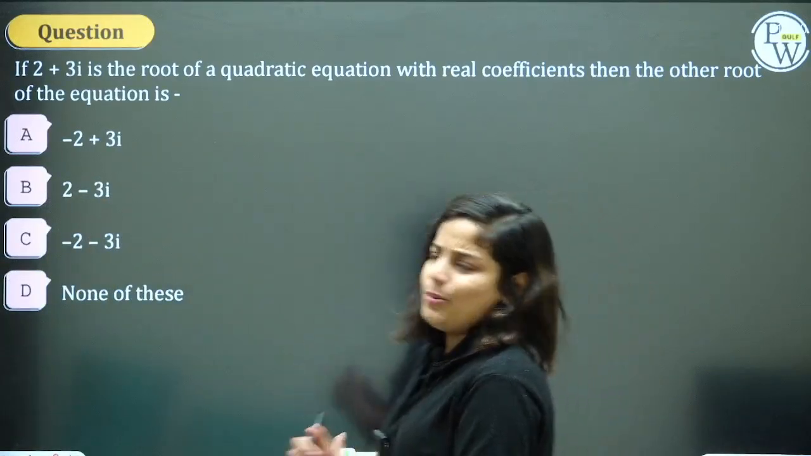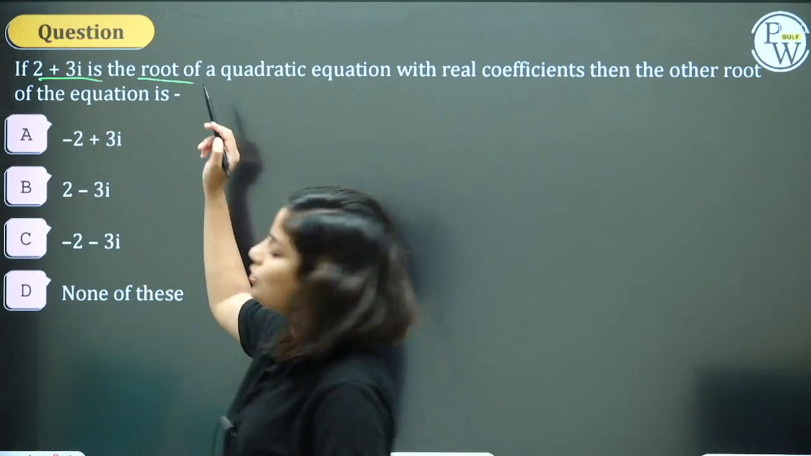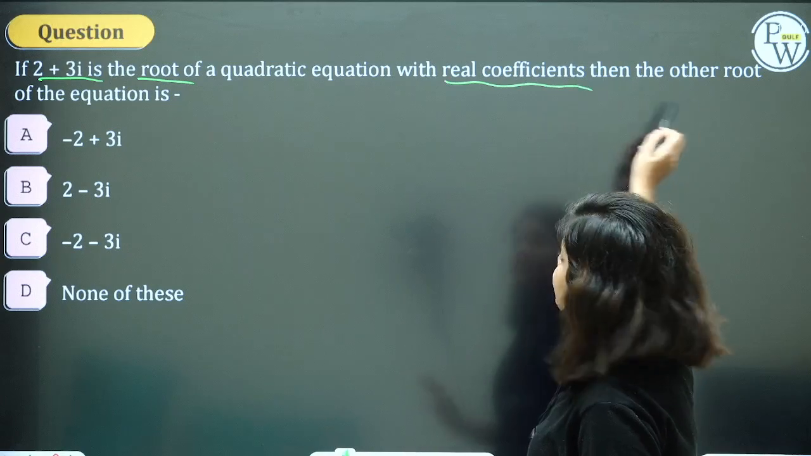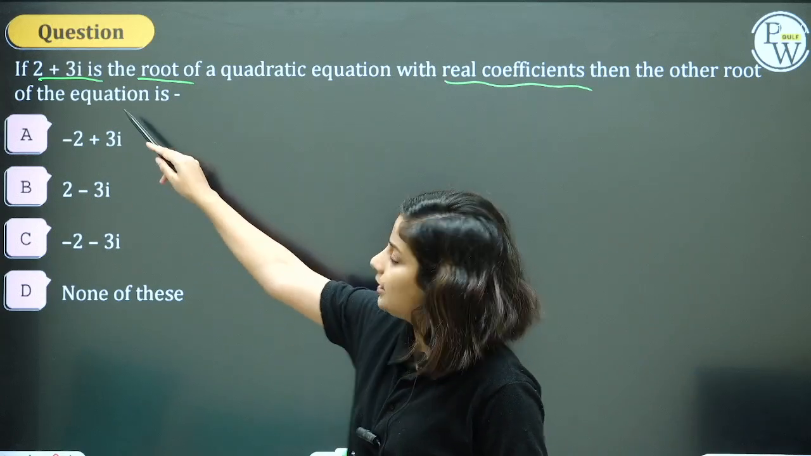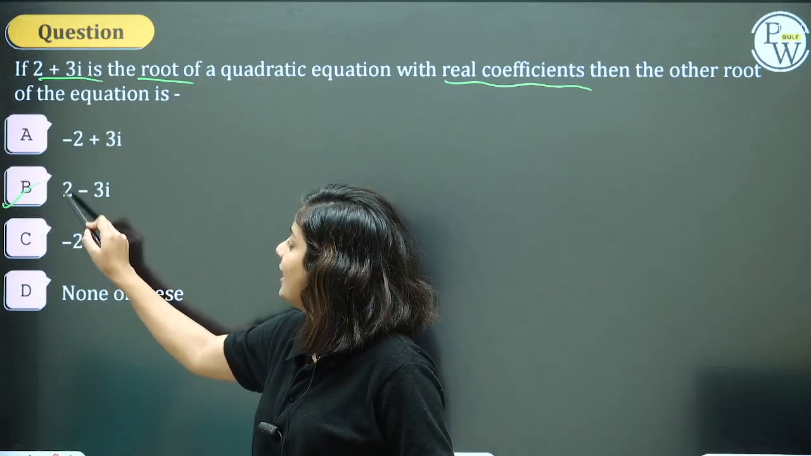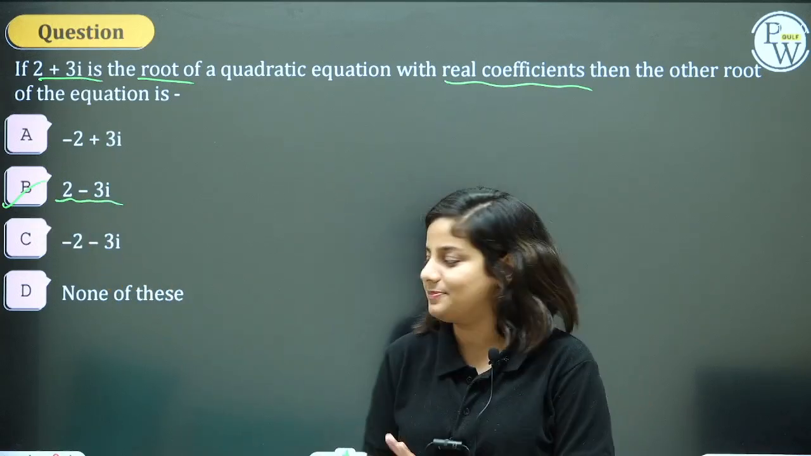So very easy question. If 2 plus 3i is the root of a quadratic equation with real coefficients, then the other root of the equation will be, just change the sign of plus 3i to minus 3i. Option B. Very good. Clap, clap, clap.